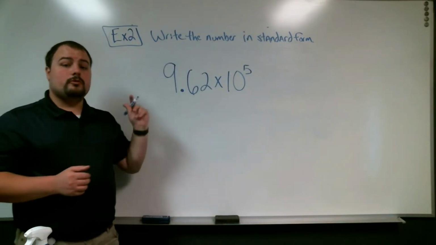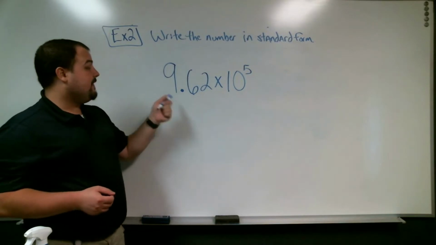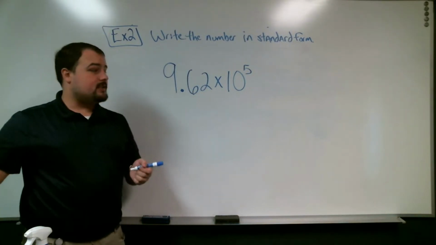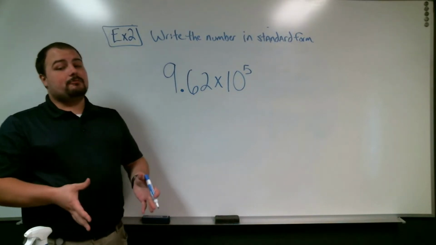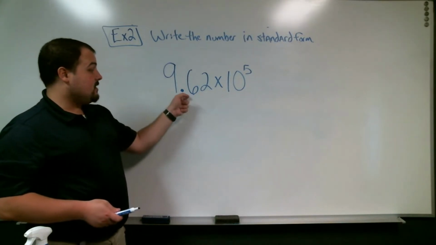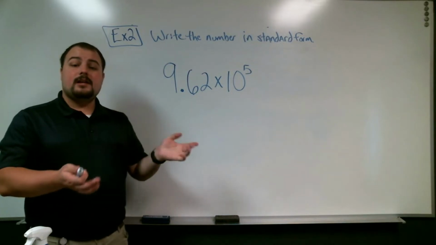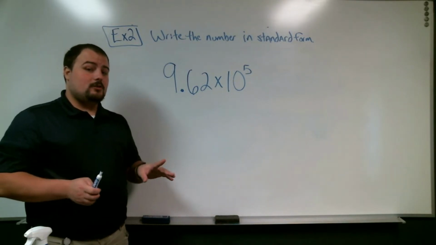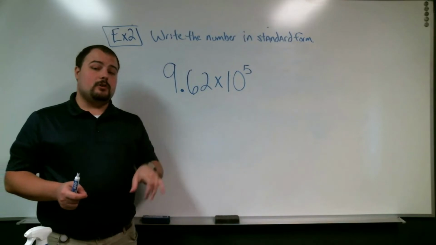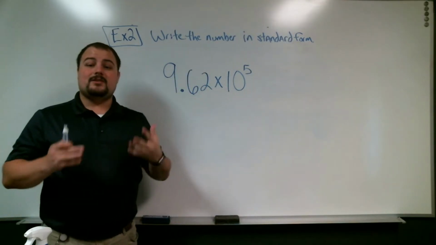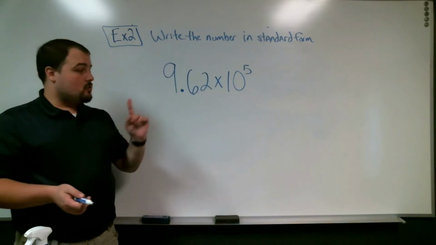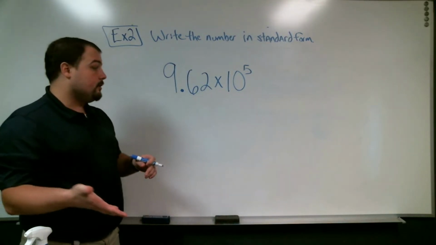In example 2, we're kind of doing the same thing. We're starting with 9.62 times 10 to the 5th power. Again, we have a number written in scientific notation because this number in front is between 1 and 10. Writing in scientific notation, the number in front has to be between 1 and 10. So we're going to change this to standard form. Again, that's normally how we would see the number. So we're going to change it back to what it would normally look like.